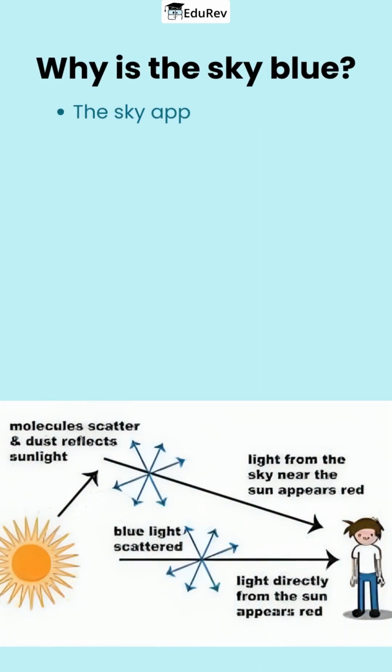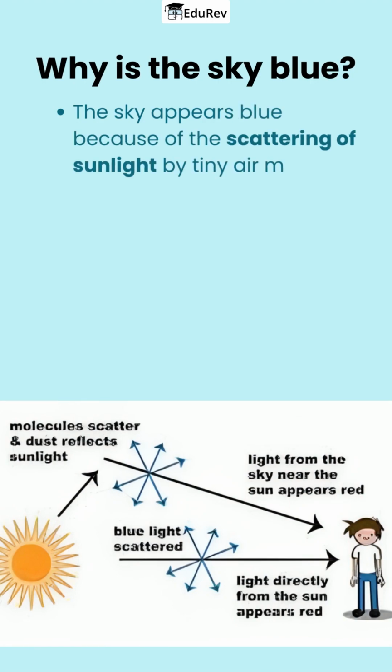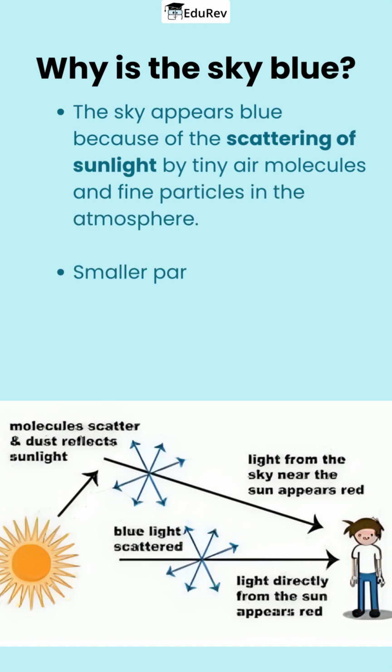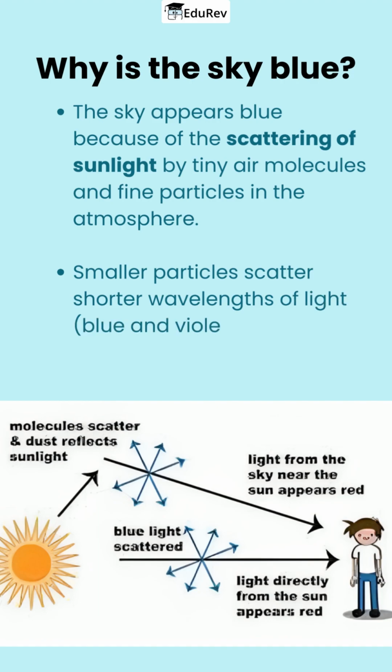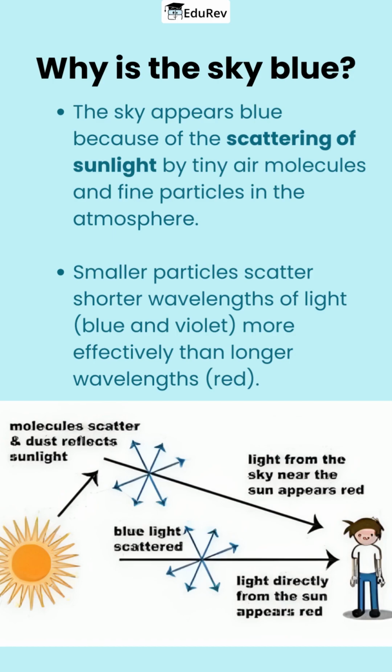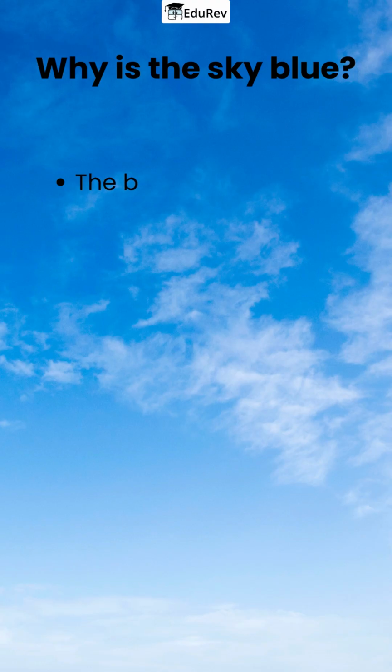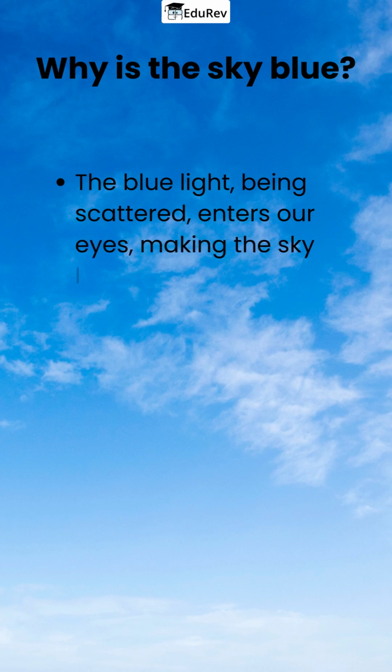Why is the sky blue? The sky appears blue because of the scattering of sunlight by tiny air molecules and fine particles in the atmosphere. Smaller particles scatter shorter wavelengths of light like blue and violet more effectively than longer wavelengths like red. The blue light, being scattered, enters our eyes, making the sky look blue.